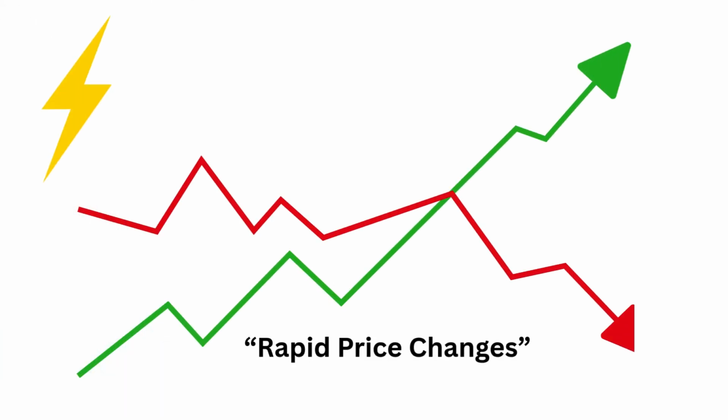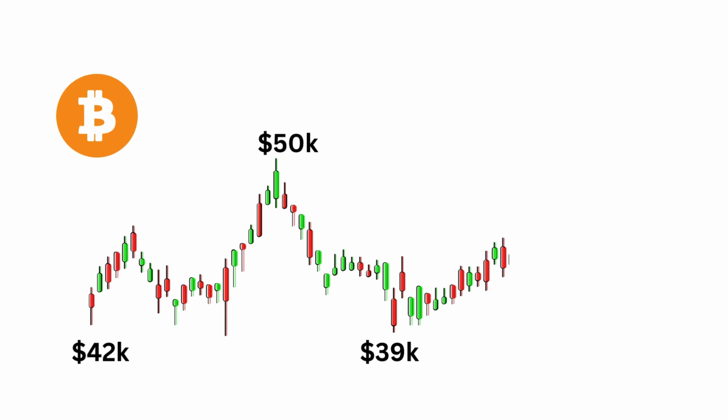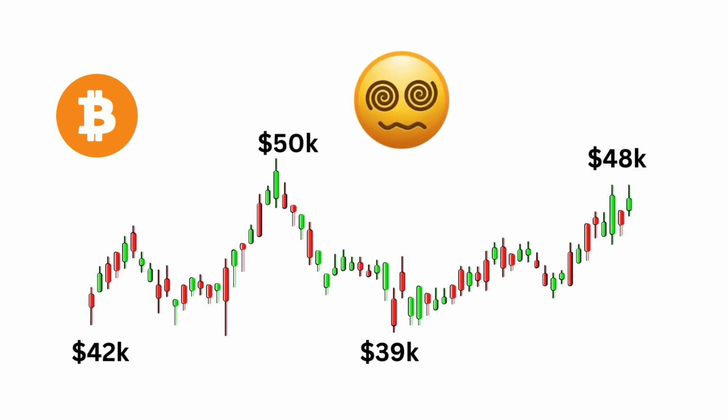Volatility. Volatility means how much and how quickly a stock's price moves. High volatility means bigger price swings, while low means more stability. Cryptocurrencies are highly volatile. Their prices jump up and down quickly.